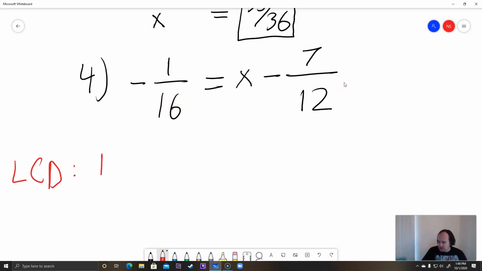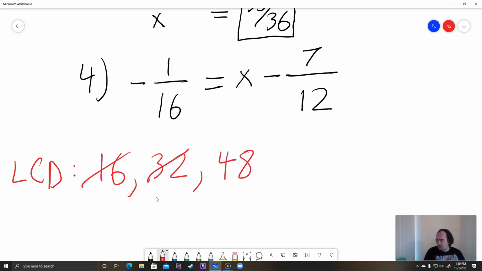Okay, so if we start with 16, we know that 12 does not go into 16, so we cross it out and we go to the next multiple, which is 32. Does 12 go into 32? No. So 12 does not go into 32, so we go to the next multiple, which is 48. Does 12 go into 48? Yes, it does, because 12 times 4 is 48. Right, so the LCD is 48.